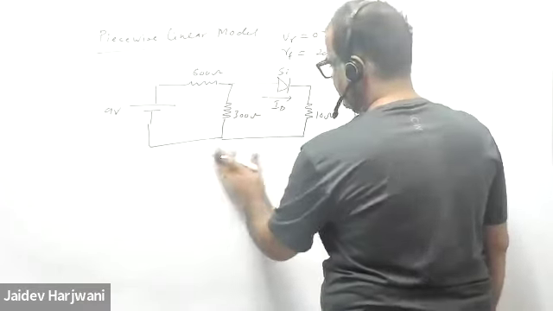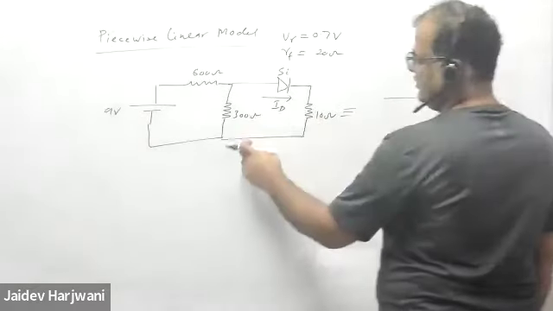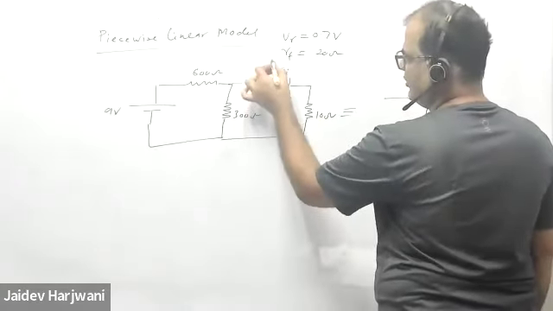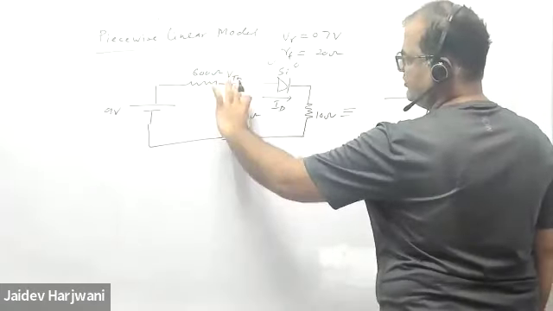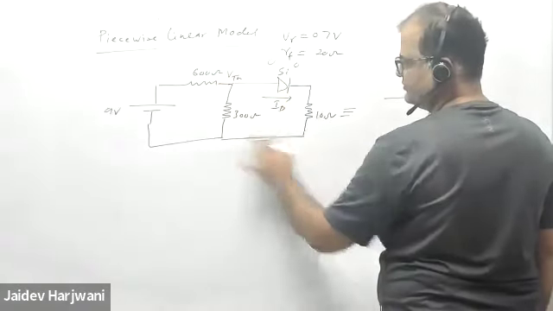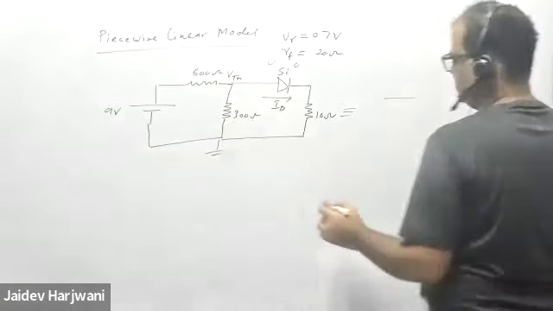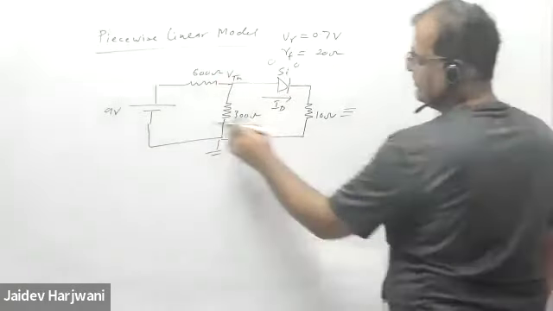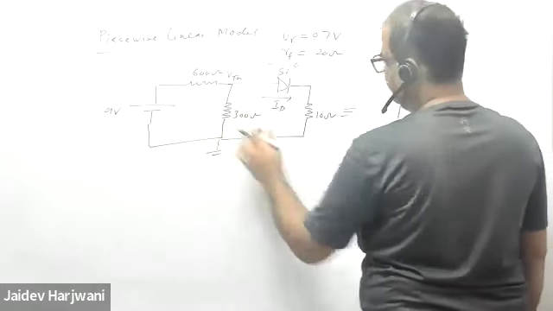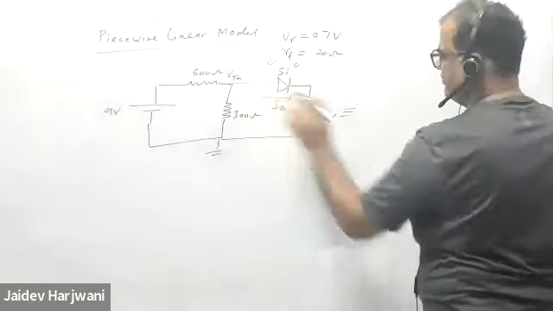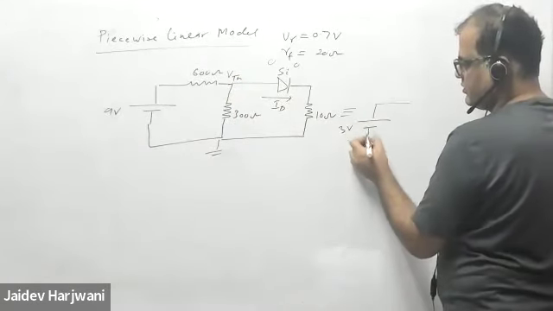This circuit will be equivalent to what? Tell me. VThevenin will be, if I make it open here, whatever voltage comes here. Because if you open, this will be ground. So this will be your VThevenin. So how much is VThevenin? The 9 volt will be divided between 900 ohm, so 6 will come here, 3 will come here. So this will be 3 volts. We have already solved this problem earlier. So your VThevenin is 3 volt.